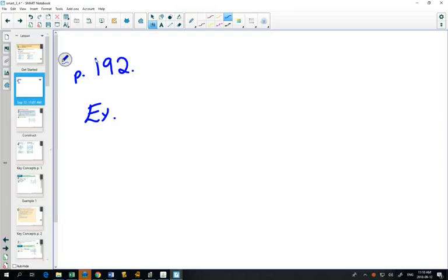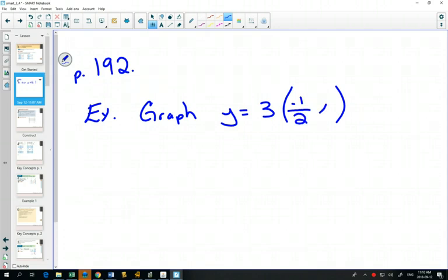We are going to graph y equals 3 times negative 1/2 x cubed.